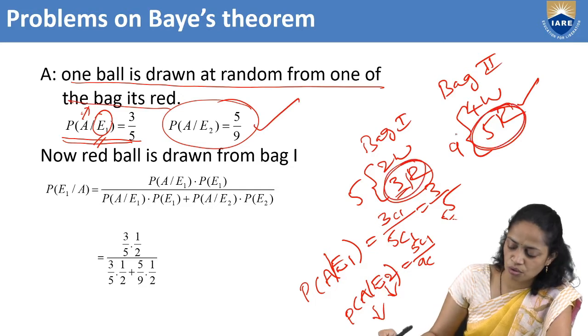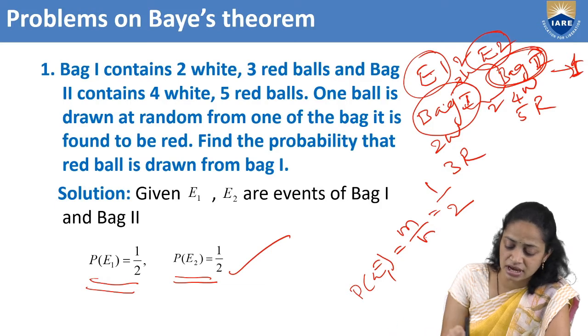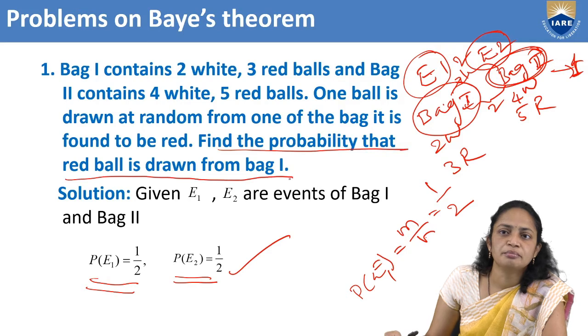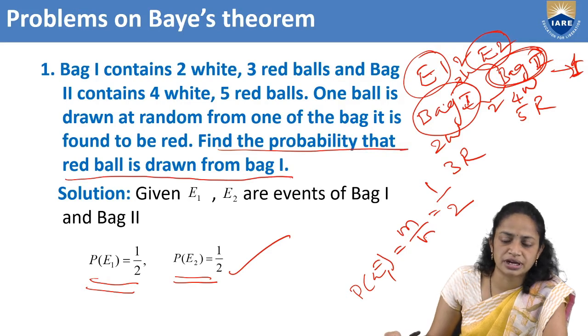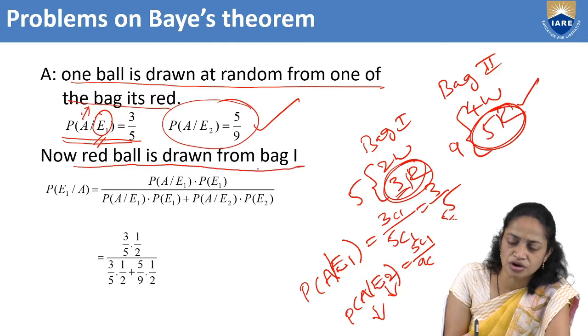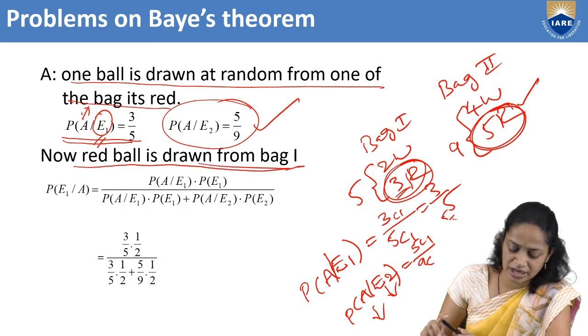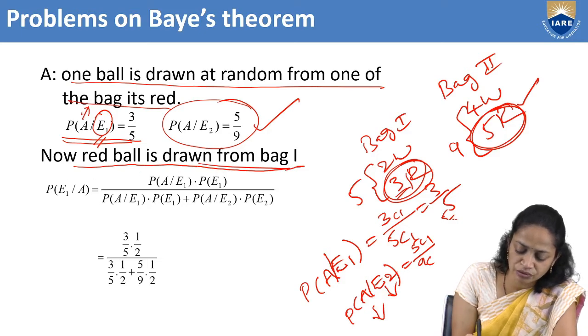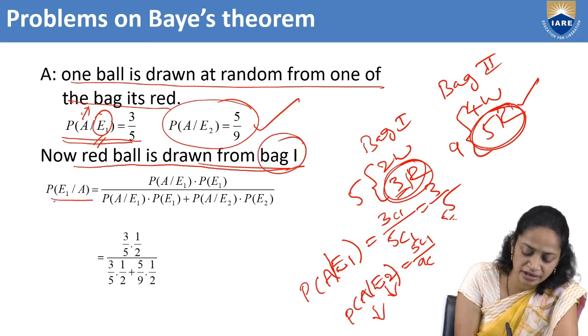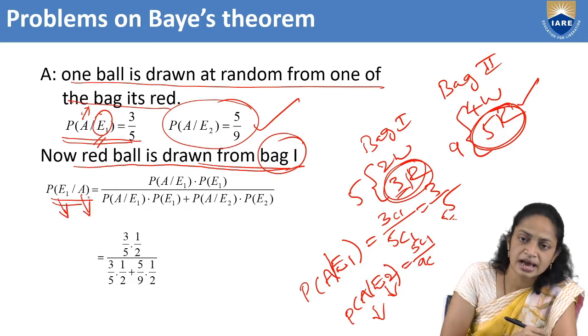Okay. Now, what is the main question? Find the probability that the red ball is drawn from bag 1. So we should focus on bag 1. We have to choose bag 1 first, then we have to focus on the red ball.